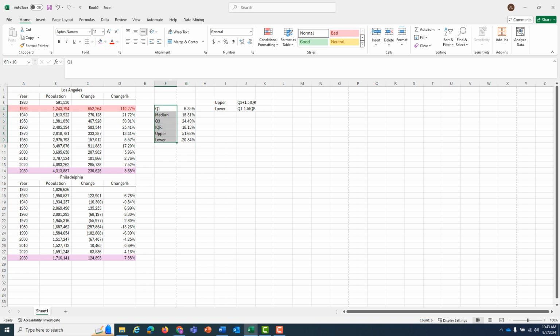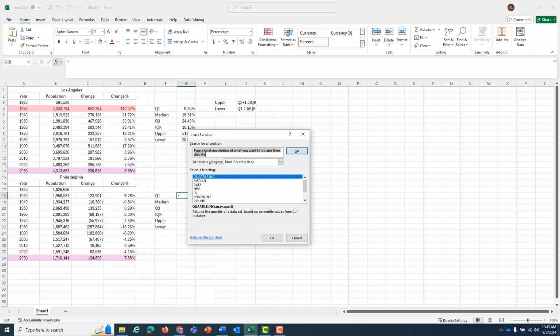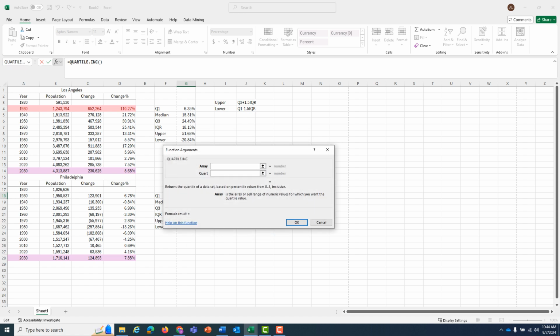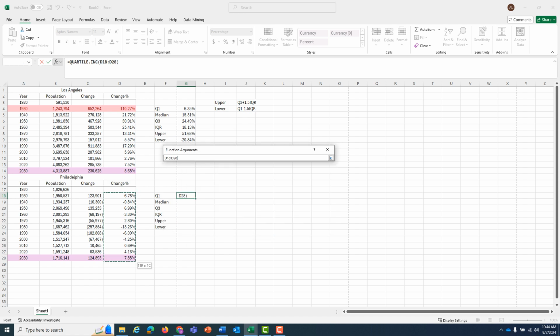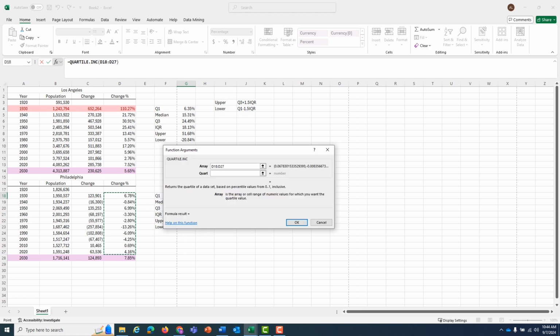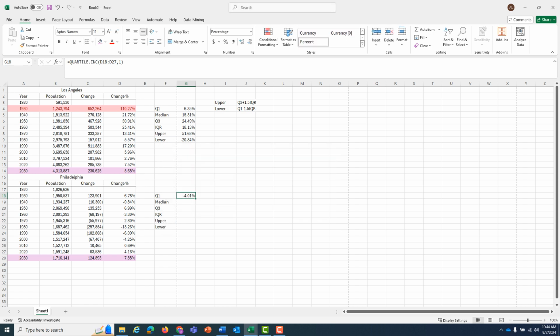Let's get that same information for Philadelphia. I'm just going to use Control C and Control V again to bring down the things that I want, and I can use the same formula. So for the first quartile, I'm going to use quartile.inc. The array that I want is all the actual observed points for Philly, so from 1930 down to 2020. The quartile that I'm looking for is the first quartile right here. So I type in 1, I hit OK, and the first quartile for Philadelphia is negative 4.01%.